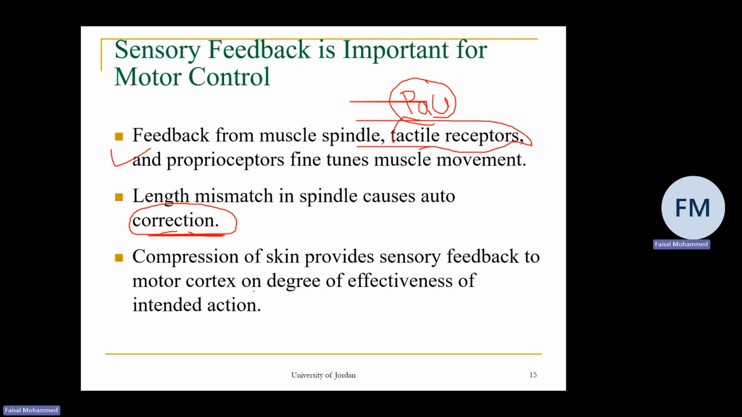the thalamus. Compression of the skin provides sensory feedback. These are the sensory receptors around the joints, telling the degree of effectiveness of the intended movement.